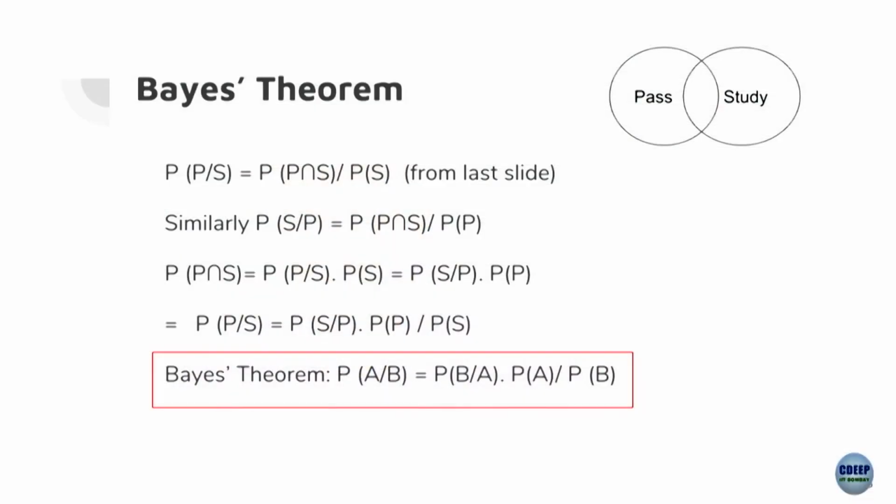This is Bayes theorem. Probability of A given B is equal to probability of B given A times probability of A, divided by probability of B. If you just divide by probability of A given B, it also works well. Actually it should be probability of B given A divided by probability of B times probability of A, but both are good.